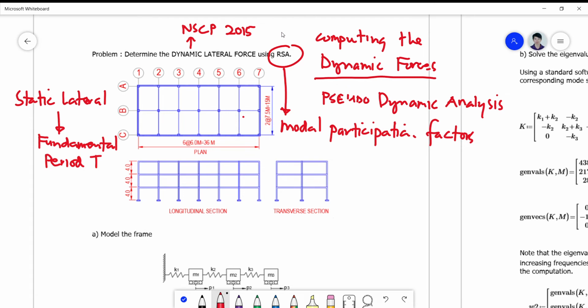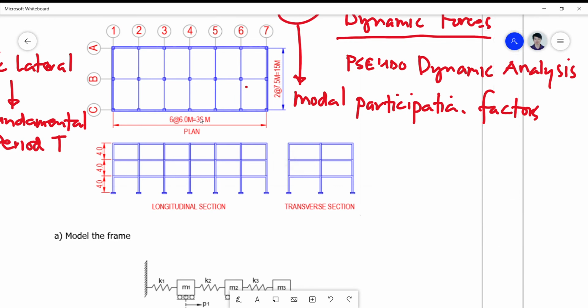Okay, so we have a design spectral graph which is normalized to 1.0 G that we are going to use for the computation of the dynamic forces. Okay, so let's have now a building, a three-story building with an elevation at the longitudinal section consisting of 1, 2, 3, 4, 5, 6 bays, and in the transverse direction consisting of 2 bays.